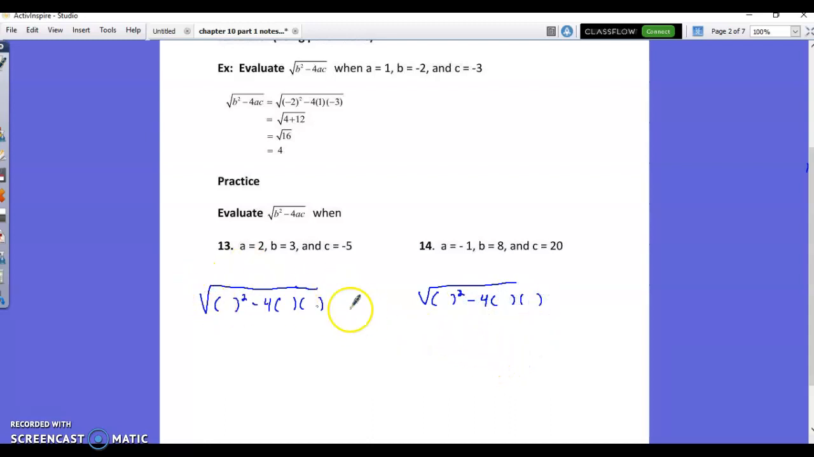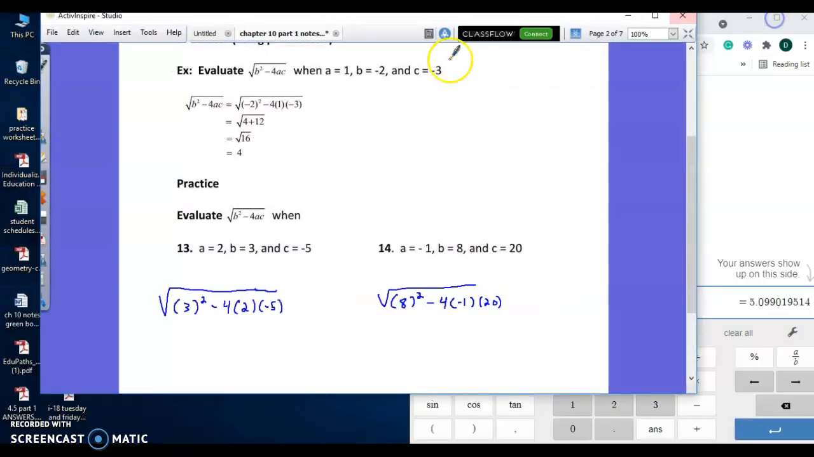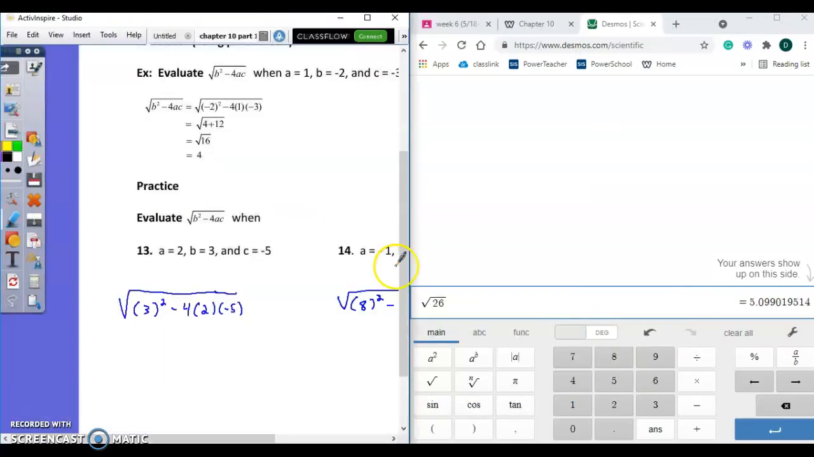All right, after you do this with your parentheses, now you just have to look at your original equation. We have a B, an A, and a C, and just put the numbers in where they belong. So I have a 3, here's my B, my A is a 2, my C is a negative 5. All right, over here, B is an 8, my A is a negative 1, and my C is a 20. Now from here, all you have to do is take out that trusty calculator and enter it exactly as you see it.